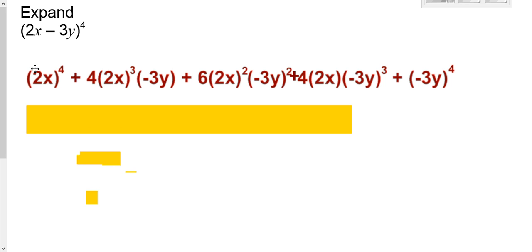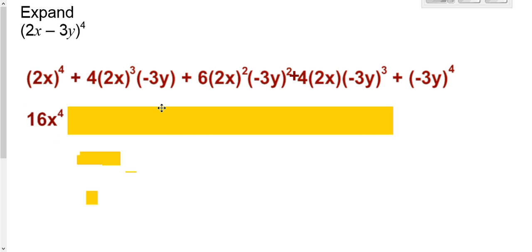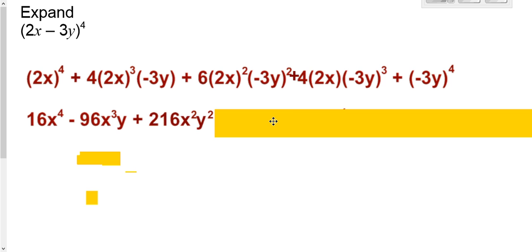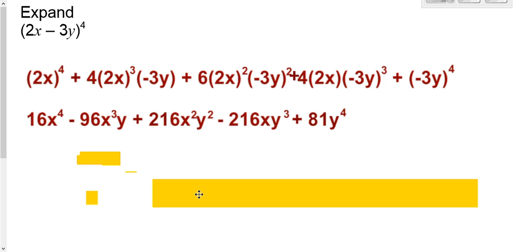Now this 4 applies to the 2, so that's a 2 to the 4th, which is 16. Here we have a 2 cubed times a negative 3 times a 4, so we get a negative 96 x cubed y. Here we have a 2 squared, a negative 3 squared, and a 6. Here we have a 4, a 2 to the 1st, and a negative 3 cubed. And then we'd have a negative 3 to the 4th, along with that y to the 4th.